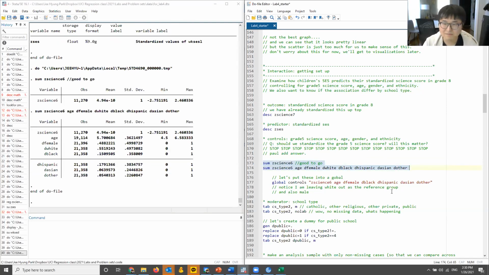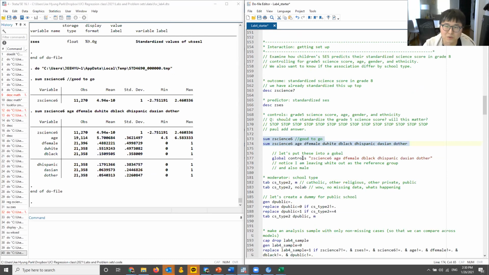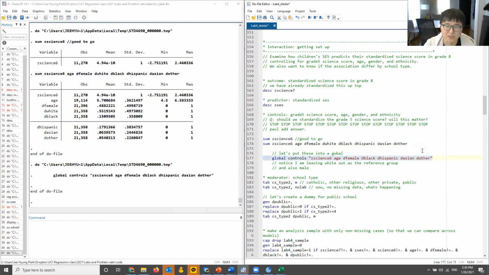Here's a quick summary. I want to put these control variables into a global so that I don't have to type this out anymore. But notice that I've left out whites as the reference group, so they're not part of this list, so that when I run the regression, they're not in it. And also, of course, we didn't really talk about it, but we could create a dummy for male, but we would kick it out because female is in there, right? And so this is also part of your reference group.